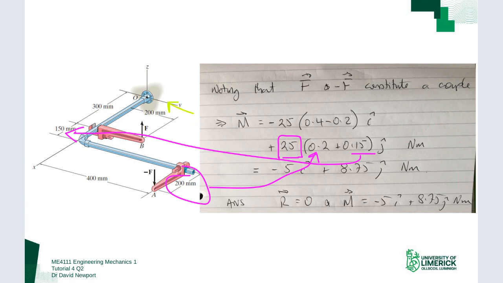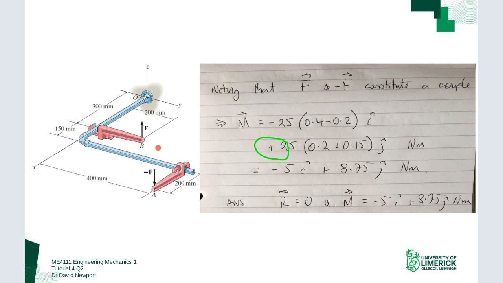And the plus sign that I've assigned onto it comes from the anti-clockwise rotation caused by this. If you look at this from the y-axis, it will cause an anti-clockwise rotation, and that gives us a positive moment due to our convention.